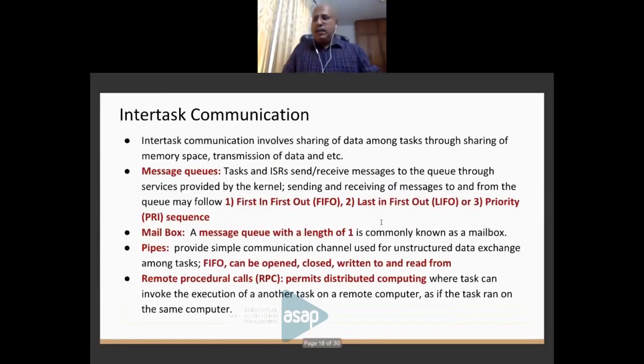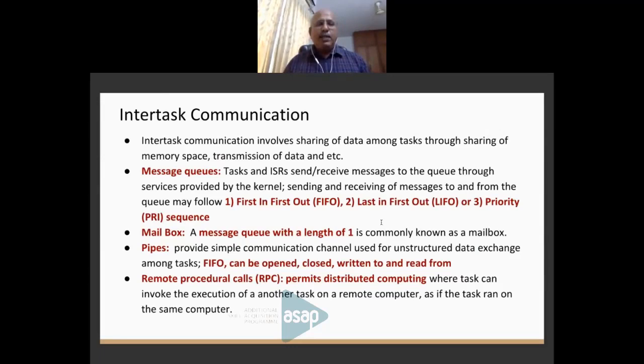So I have hardly 5 minutes. There are a lot of inter-task communication mechanisms. One is called message queue, then mailbox, pipes, and remote procedure call. Let me give you some idea about remote procedure call, because the others are simple, we understand.